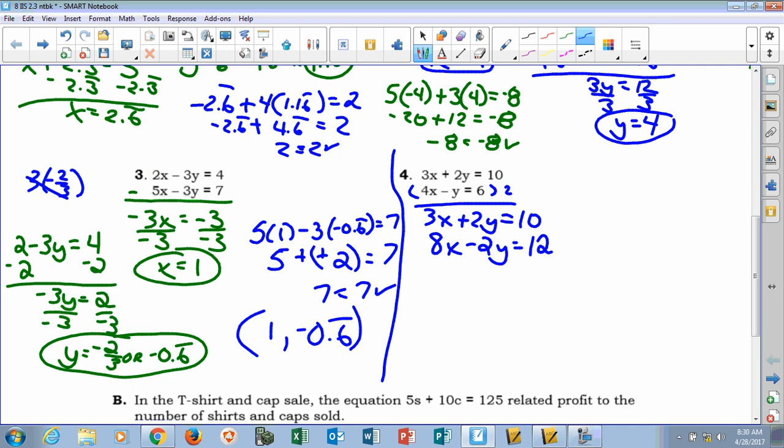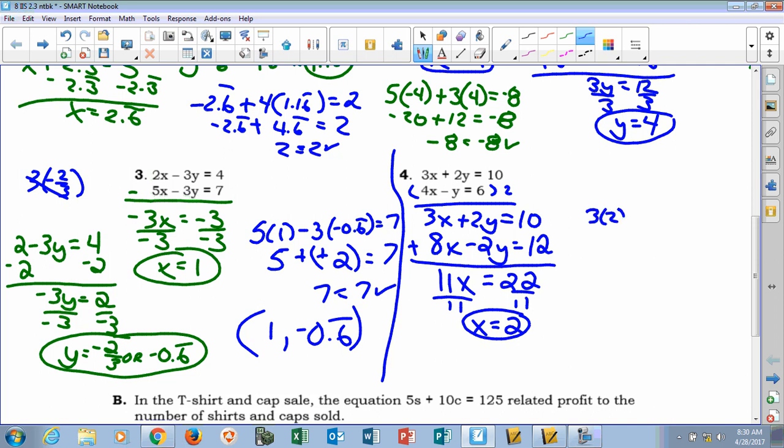So if I add these together, 3x plus 8x is 11x, good. And 10 plus 12 is 22. And when I divide by 11, x is 2. Okay. All right. Nolan, which equation do you want to plug the 2 into? Top one? Okay. All right, we can go over here.